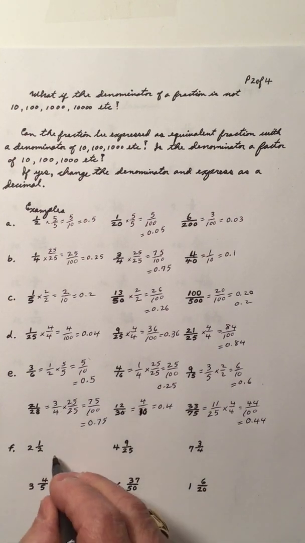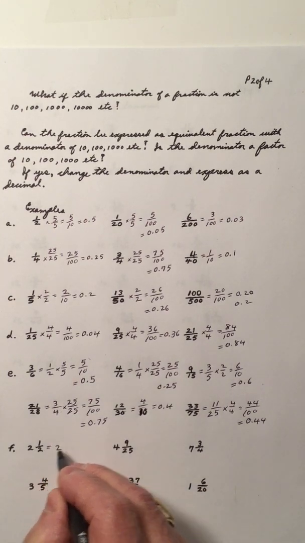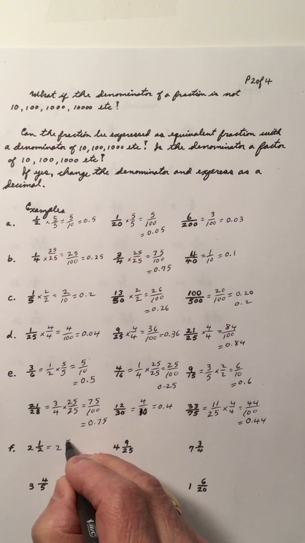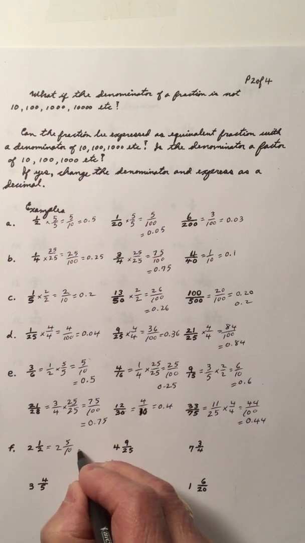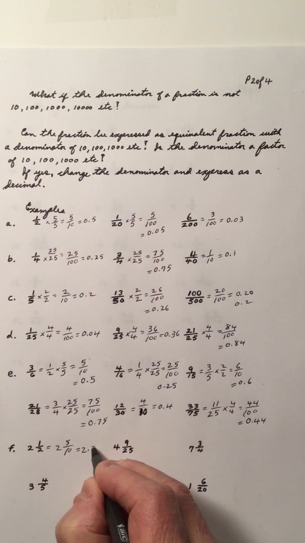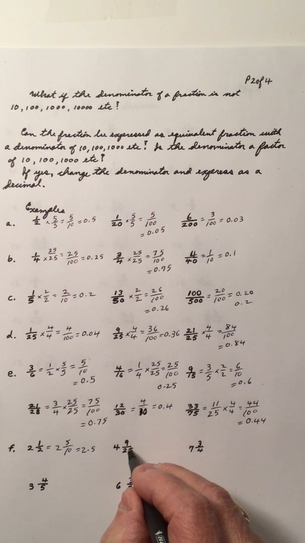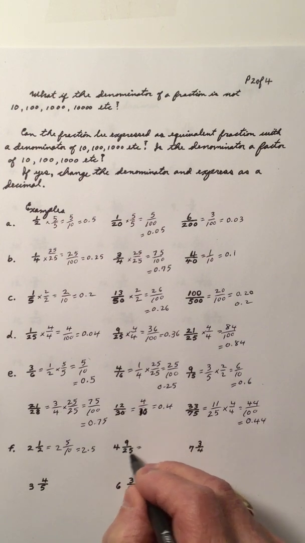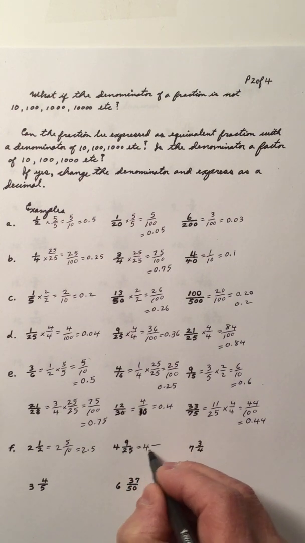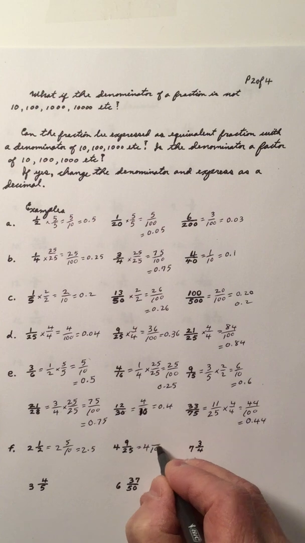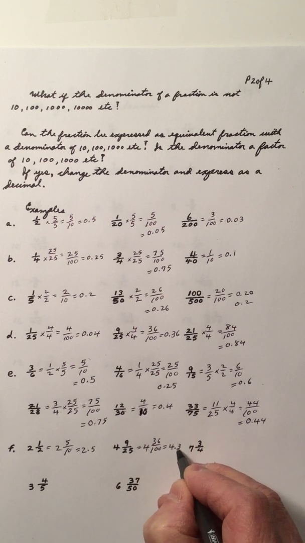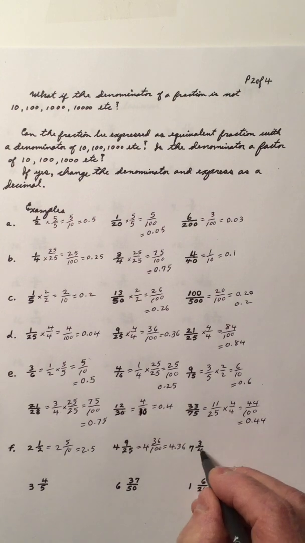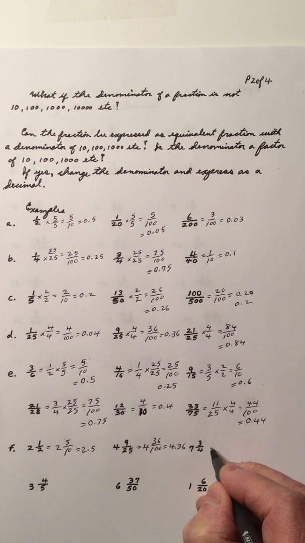Now we have mixed numerals. Mixed numerals, well, that's a 2. 1/2 is the same as 5 over 10, because we multiply top and bottom by 5. So that becomes 2.5. And 9 over 25, we multiply it by 4 to get 100. 4 times 9 is 36, so that gives us 4.36.